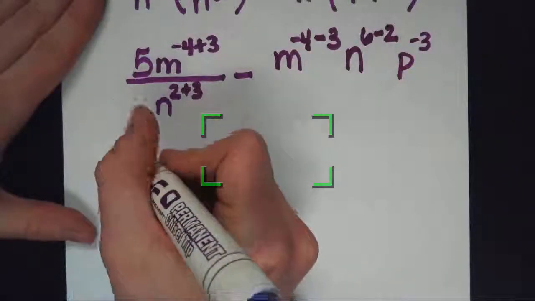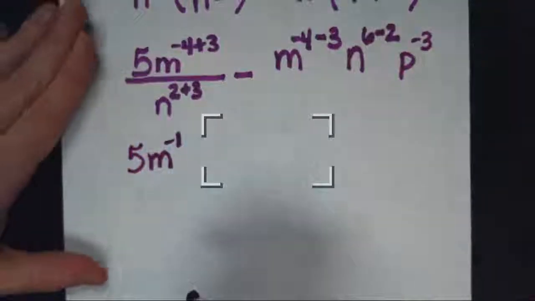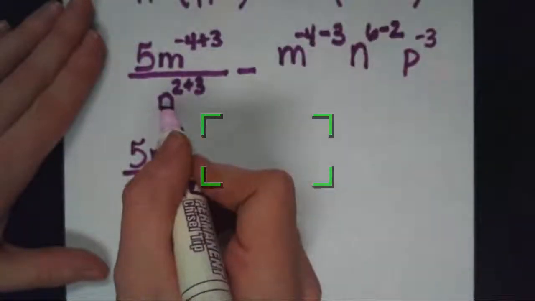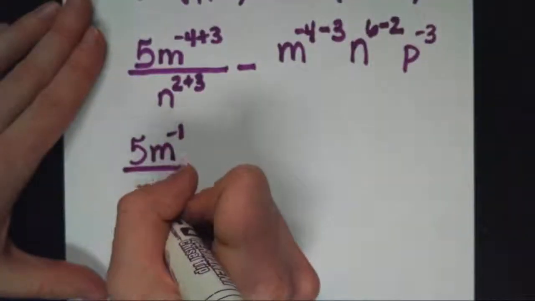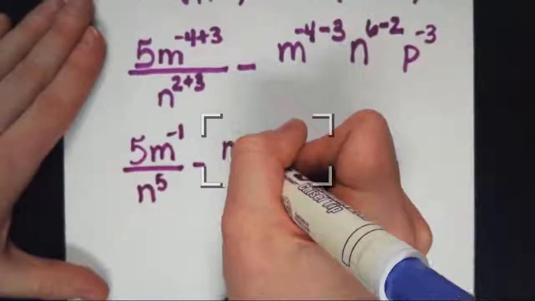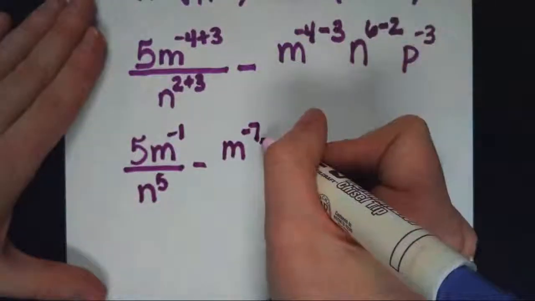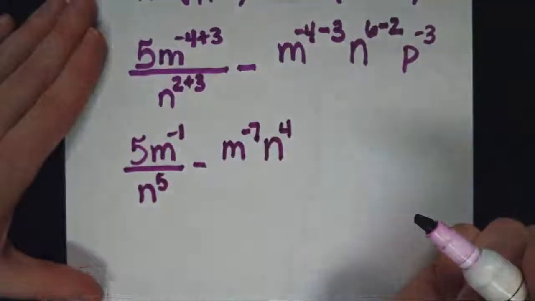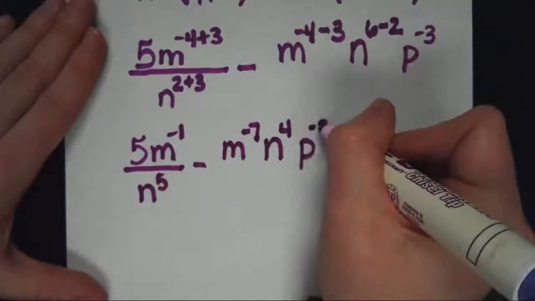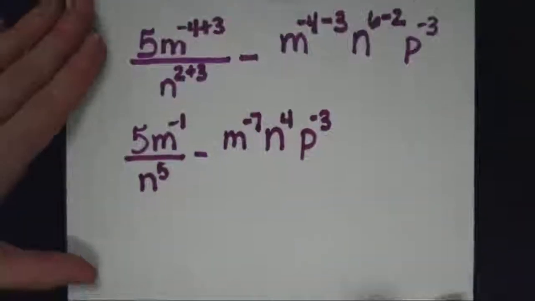So this would give me 5, and then I've got an m. Negative 4 plus 3 is negative 1. And then in my denominator, I've got n to the 2 plus 3, which is n to the 5th. In my second term, I've got m to the negative 4 minus 3, which is negative 7. And I've got n to the 6 minus 2, which is a positive 4. And then I have p to the negative 3rd. Now to finish simplifying this problem, the only thing I have left to do is to make all my negative exponents positive by moving them to the opposite side of the fraction bar.